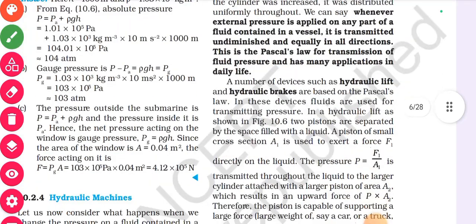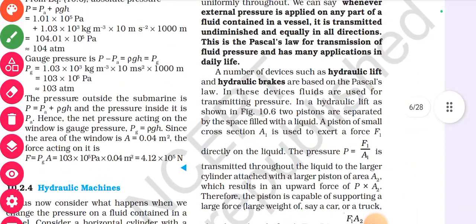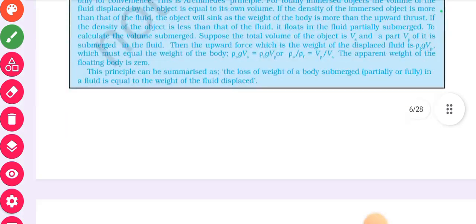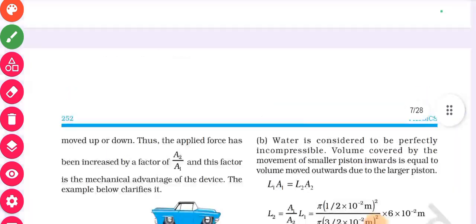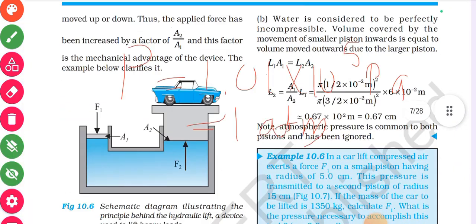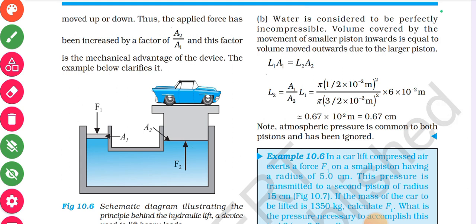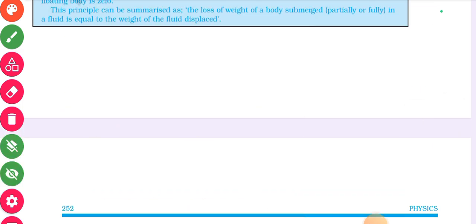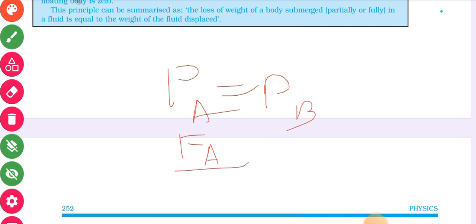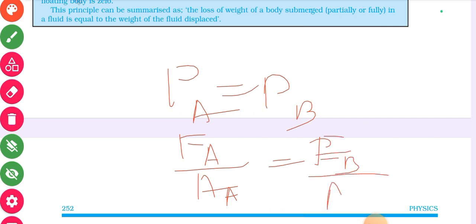Then we have the application of Pascal's law, the hydraulic machine, the hydraulic lift. I told you Pascal's law: the pressure we exert at a point will be transmitted equally and undiminished to the other point. So the pressure here and the pressure here will be equal. And we know pressure is force upon area. The pressure at points A and B will be equal, so force at A upon area at A is equal to force at B upon area at B.